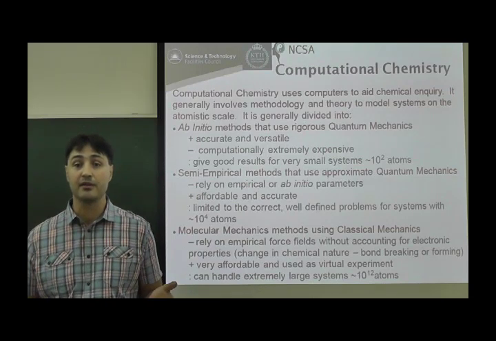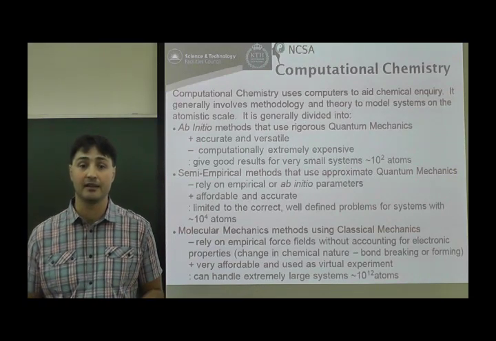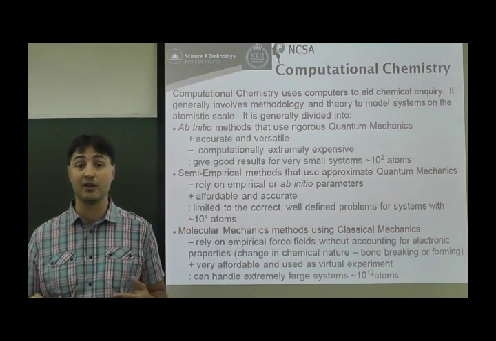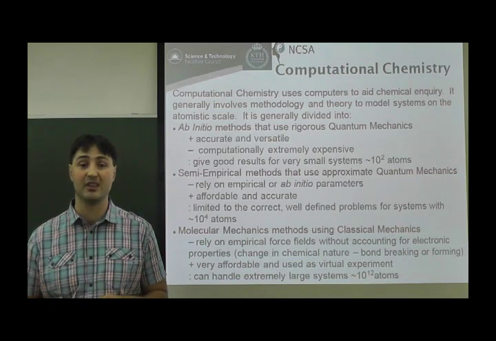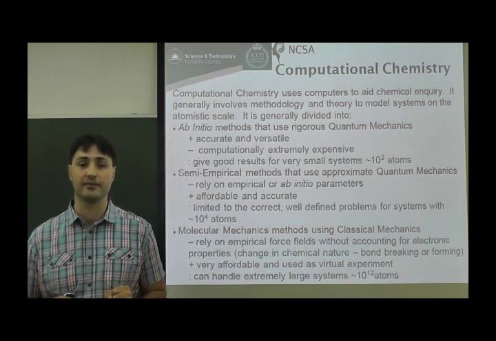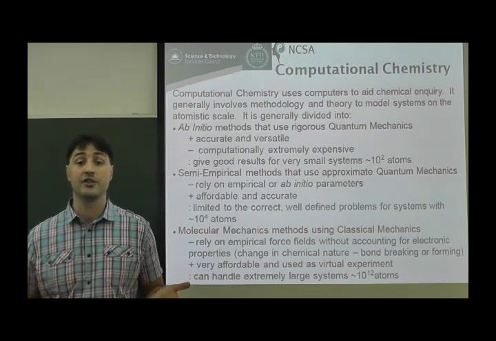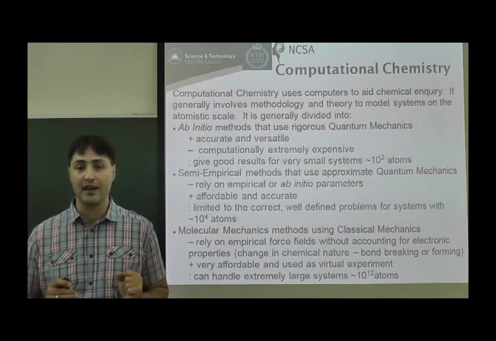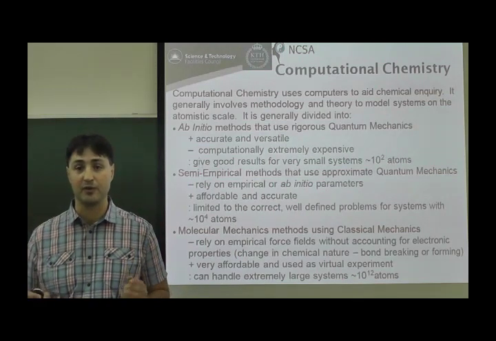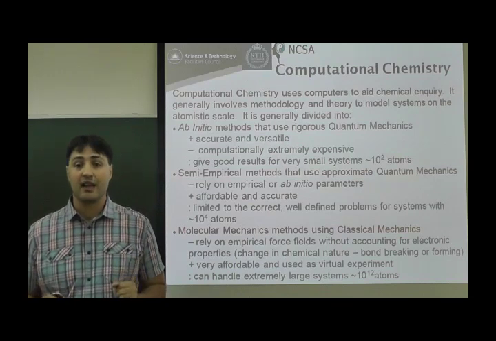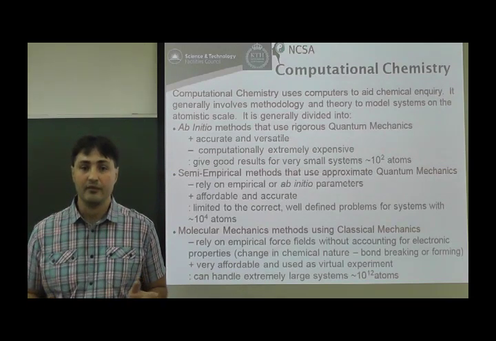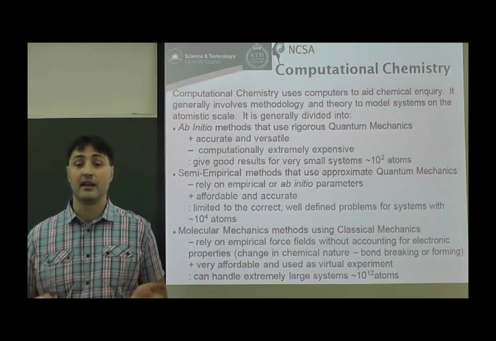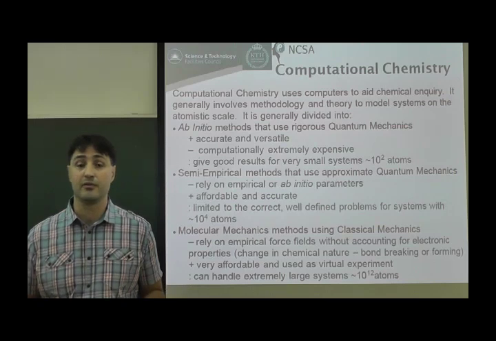The semi-empirical methods are those that use approximate quantum mechanics. They rely on empirical or ab initio parameters. They're affordable and accurate, but limited to well-defined problems for systems with about 1,000 to 10,000 atoms. And molecular mechanics methods are the cheapest ones. They rely on empirical force fields, which are not absolutely correct for all possible conditions, but they're tuned for specific conditions, and they don't account for the electronic properties. They're very affordable and can be used as a virtual experiment. They can handle extremely large systems beyond 1 billion particles.